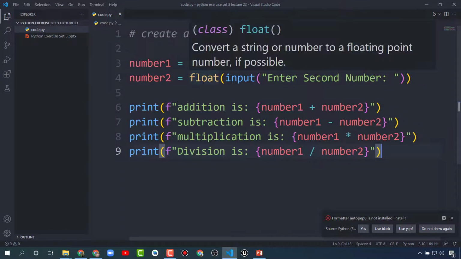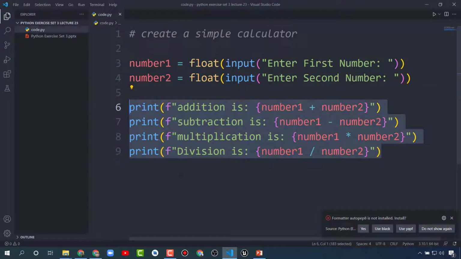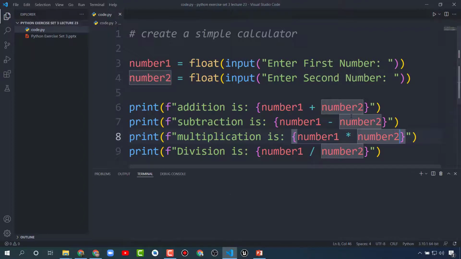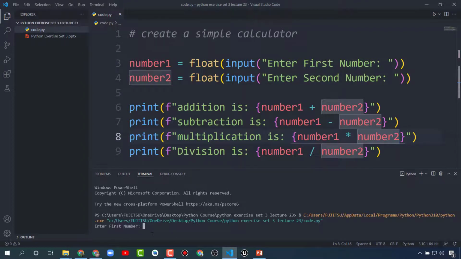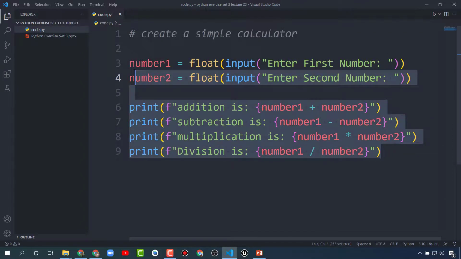So we are creating a calculator, we take two numbers from the user, the first number and the second number, and perform arithmetic operations: addition, subtraction, multiplication and division. So let's run this. Give the first number 10, second 15. So the addition is 25, subtraction is minus 5, multiplication is 150 and division is 0.666. So we have created a simple calculator.